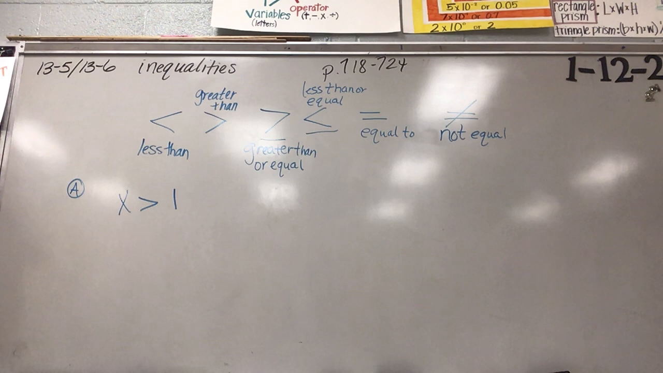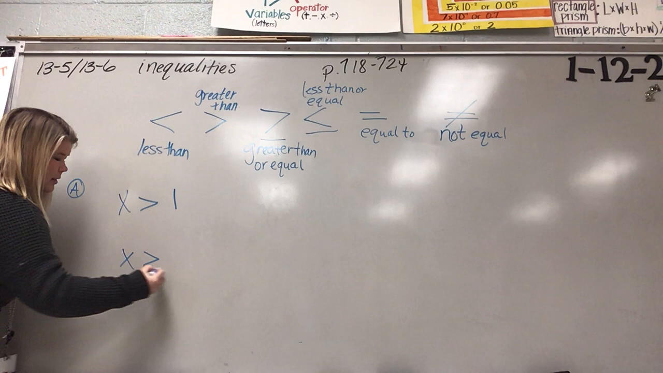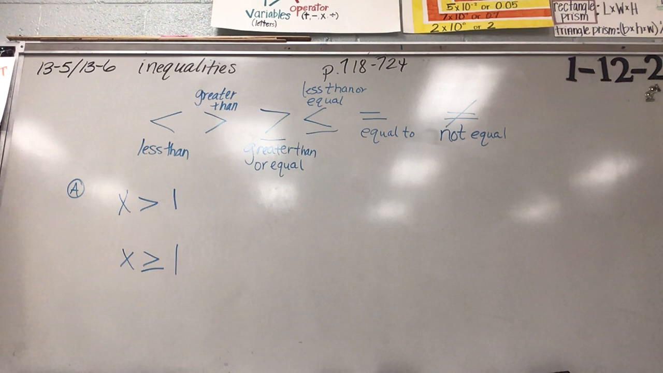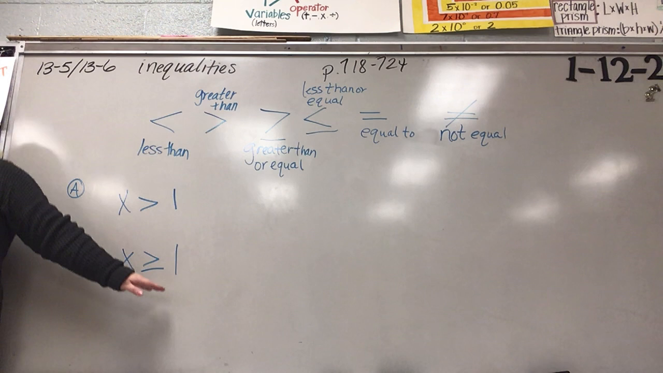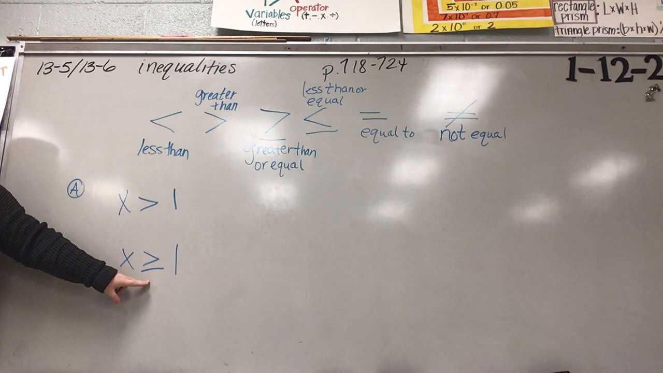This X is greater than 1. It can't be 1. But now, if I gave you that, could it be 1? Yes. Because X is greater than or equal to 1. So there is a little bit of a difference. Do you see there's a little difference? This one, nope, can't be 1. This one, it's possibly 1.